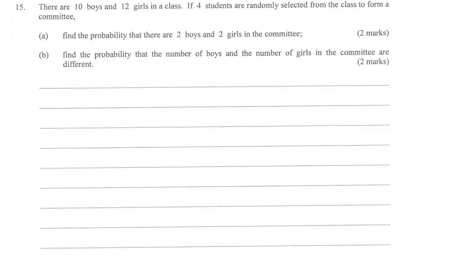For HKDSE 2022 question 15, we have the nCr question. They say that there are 10 boys and 12 girls in a class, and they need to select 4 students randomly. So we have some boys and some girls, and then we are randomly choosing 4 people. First of all, I'll always recommend you to draw the combination table.